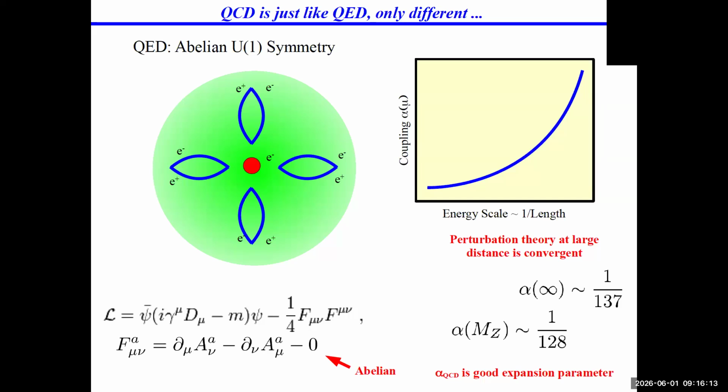But if I flip that around and talk about energy scales, which are reciprocal length scales, basically at large energy scales the coupling is large, but at large distances or small energy, it's small. And here are the details, and here's the Lagrangian. In particular, there's a zero term here. The field strength tensor is proportional to the A field, but there are no nonlinear terms there.